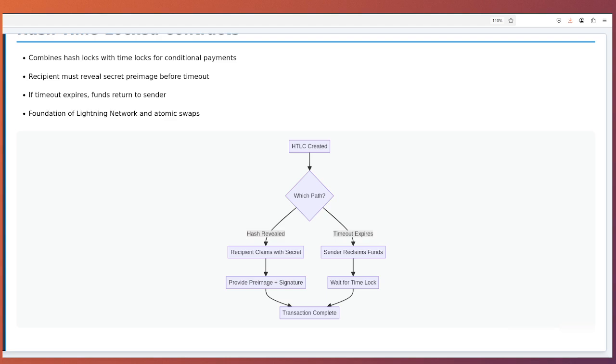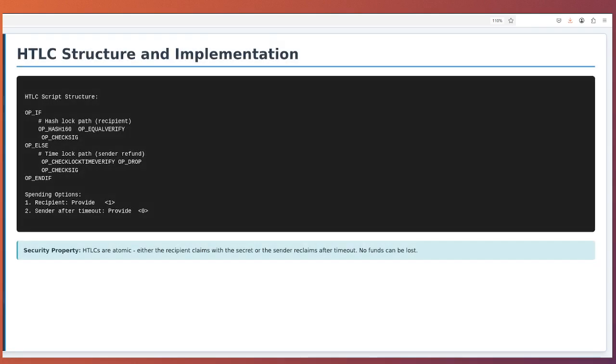Each hop in the route is an HTLC, and revealing the preimage cascades back through the route, settling all HTLCs simultaneously. This elegant mechanism enables Bitcoin's Layer 2 scaling solution. HTLC structure and implementation. Understanding the precise structure of HTLCs helps clarify how they enable trustless conditional payments.